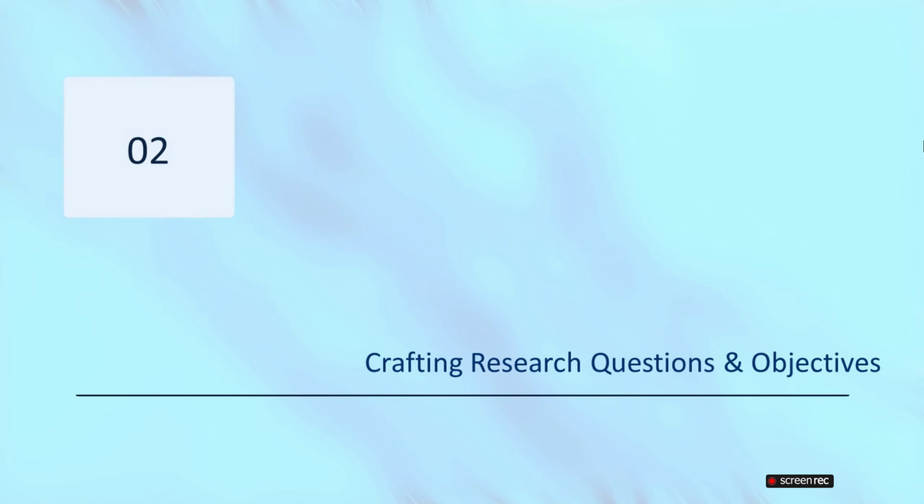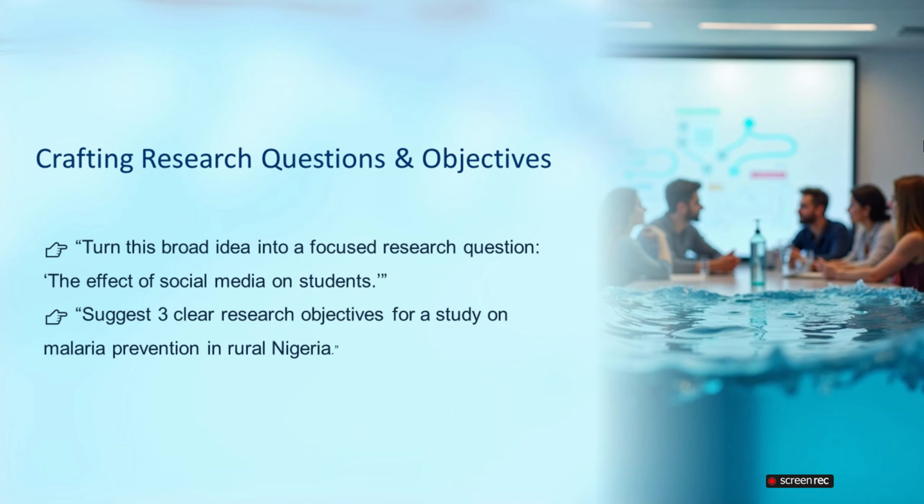Okay, now you have already a research topic and probably you are now developing the proposal. ChatGPT can help you to craft a research question from which you can now work on. You can polish such research question and objective, and there you have it ready for use. So you can put the prompt, turn this broad idea into a focused research question: the effect of social media on students. Or you can ask, suggest 3 clear research objectives for a study on malaria prevention in rural area.